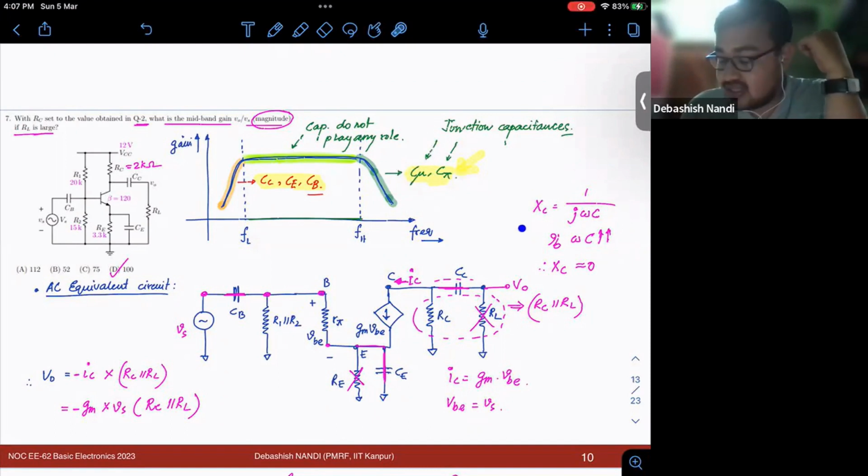For a certain frequency, if my capacitance is very small, then to keep my XC constant, I need to have higher frequency. These internal parasitic capacitances are generally very small, so this limits your gain at the higher frequencies. This way you can remember, and vice versa for CC, CE, and CB. These are called coupling capacitances.